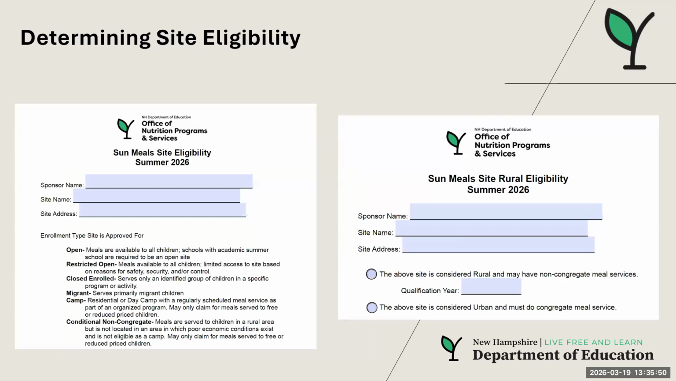And here's a screenshot of the site eligibility form that qualifying sites will receive from our office. And if the site qualifies as rural, you will also receive a Sun Meals rural eligibility documentation. If you just have general questions about whether you're able to operate, you can just send us an email. You don't have to submit this form, and we can talk it through before you do submit that form.